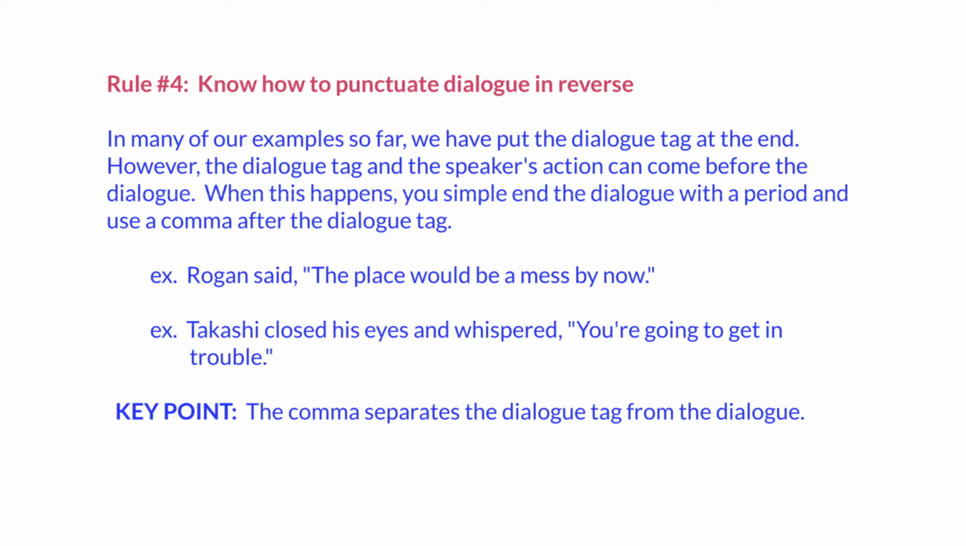So the first example, Rogan said, comma, tells what he actually said and ends with a period and then the final quote. Same with the next one. Takashi closed his eyes and whispered, comma, "You're going to get in trouble," period, and the final quote. And so the key point here is that the comma separates the dialogue tag from the dialogue. Whether the tag is in the beginning or the end doesn't matter. The comma is used to separate it.